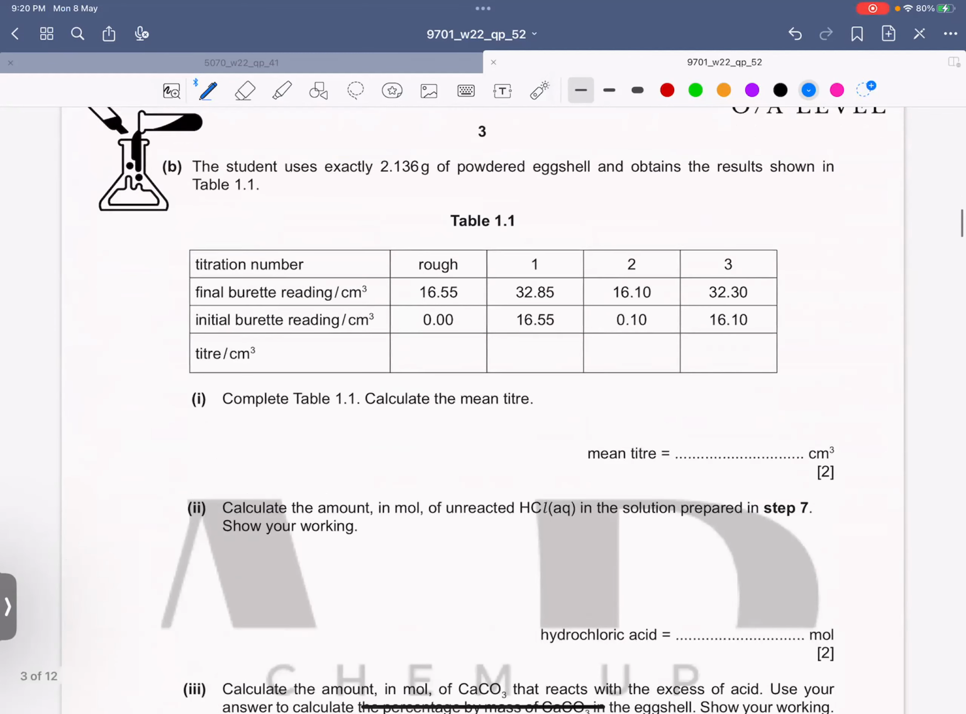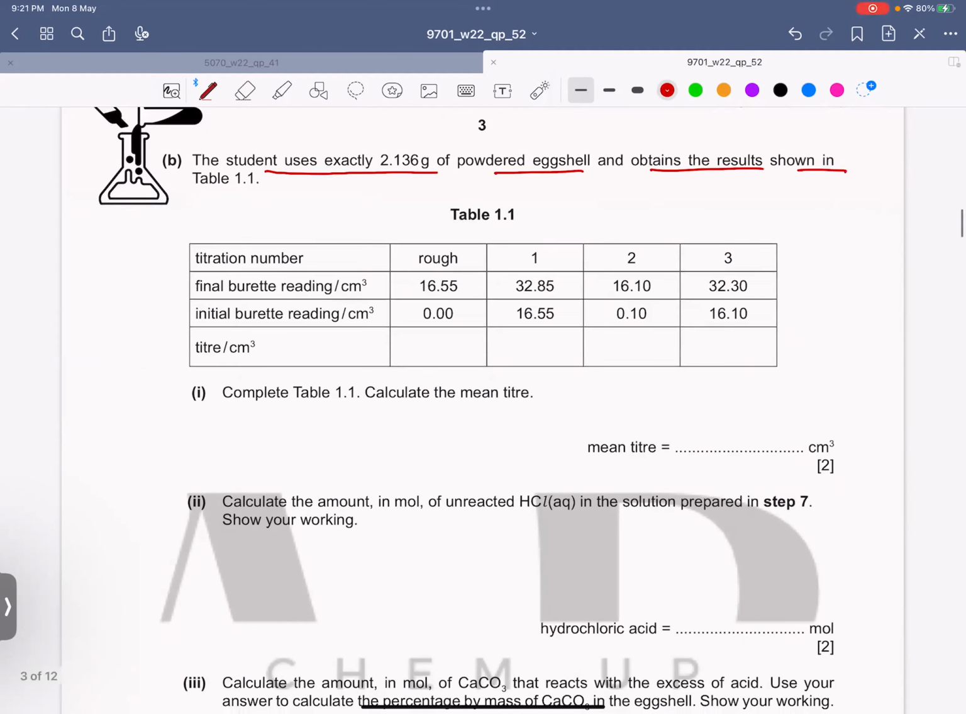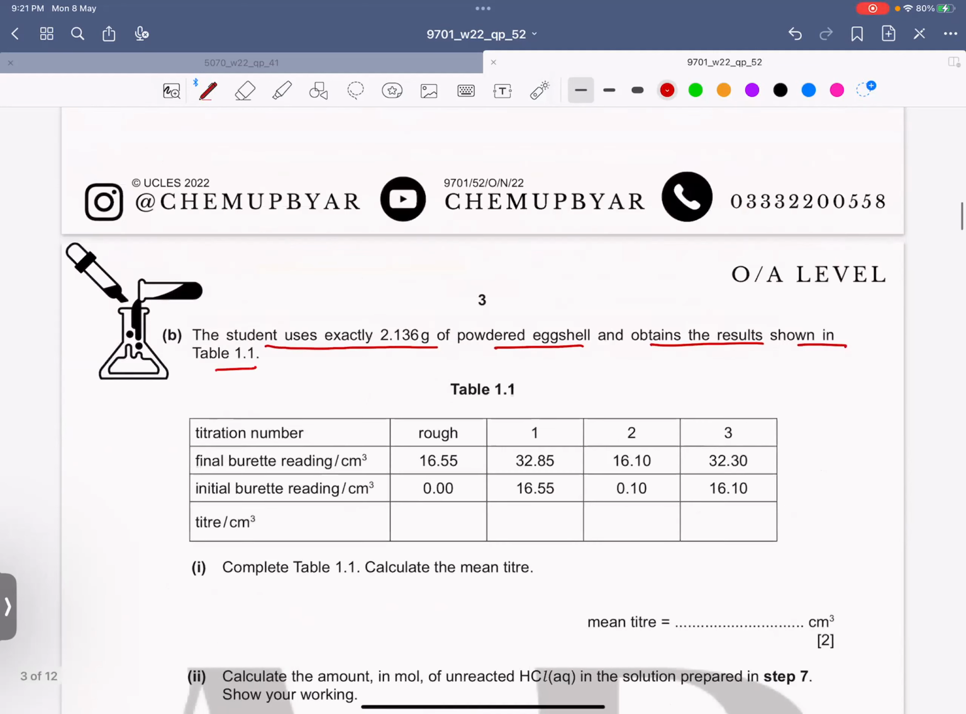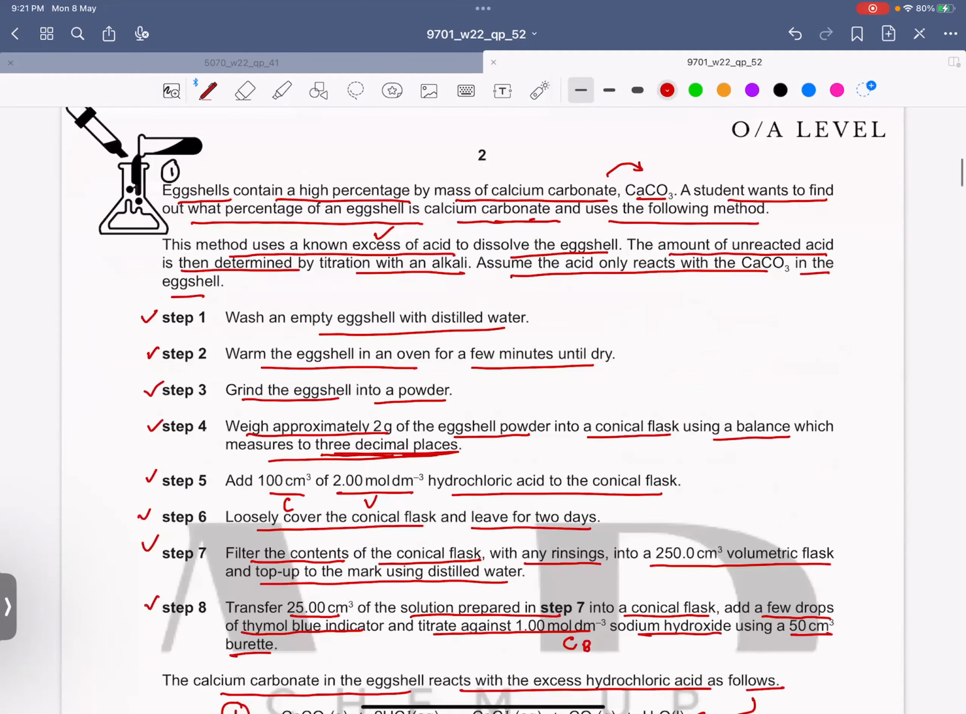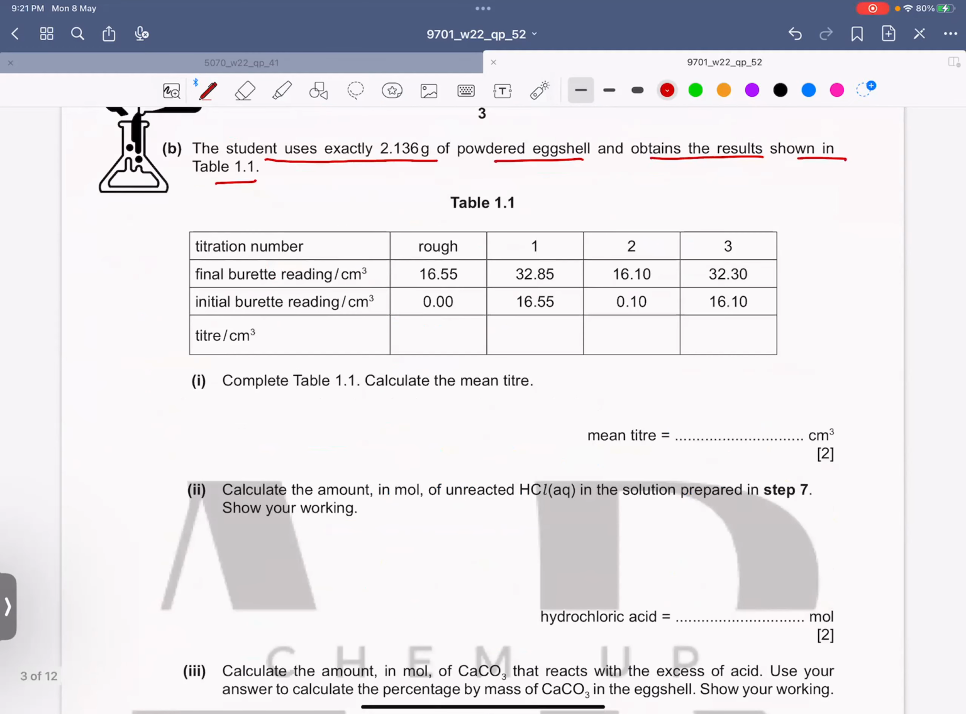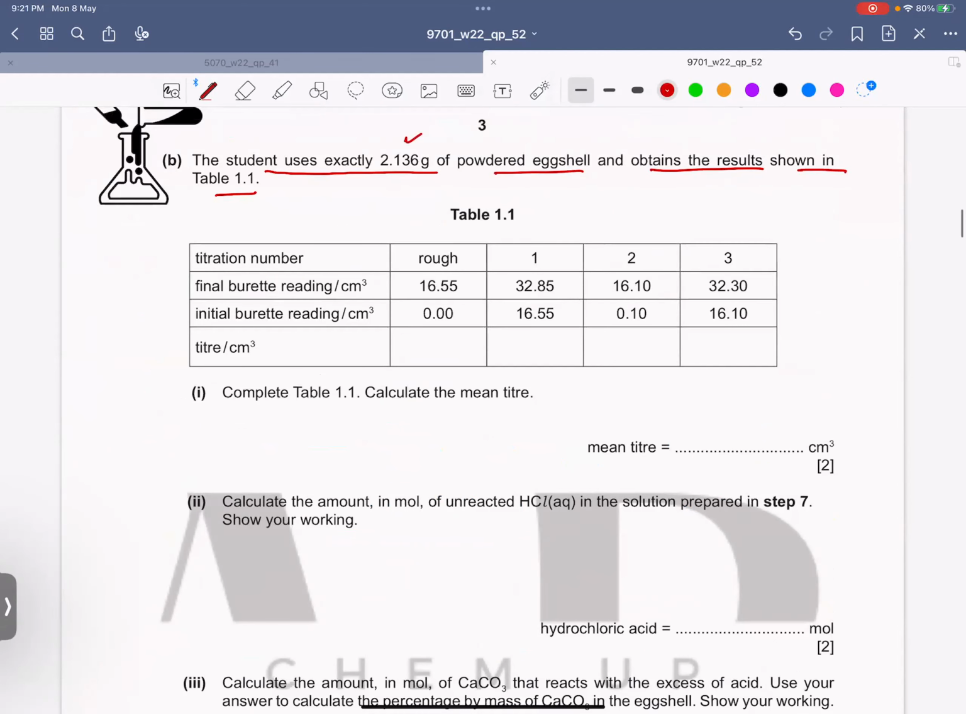Now, B part: the student uses exactly 2.136 gram powdered eggshell and obtains the results shown in table 1.1. So the examiner says that we are using approximately 2 grams initially in the method, right, in step 4. So the exact, accurate mass that is used is 2.136 grams. Now here we have a table 1.1 which shows the titration results. Okay. Now we have to find the titer.